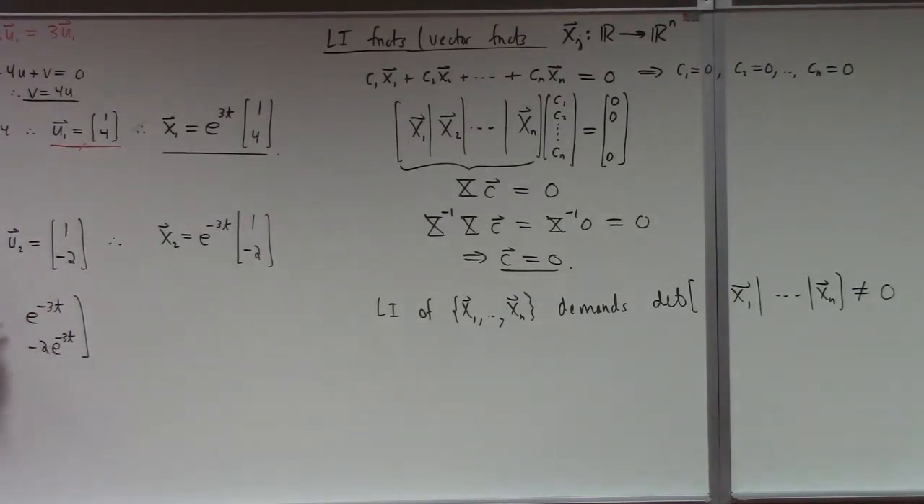This times that gives me e to the 3t times e to the minus 3 times minus 2, also known as minus 2. And then I subtract the product of these two guys. Yeah, minus 2, minus 4, minus 6. Right. Is that non-zero? Yes. Okay.